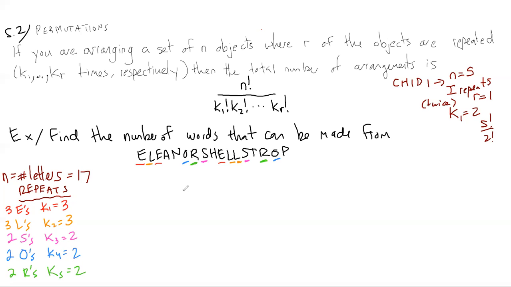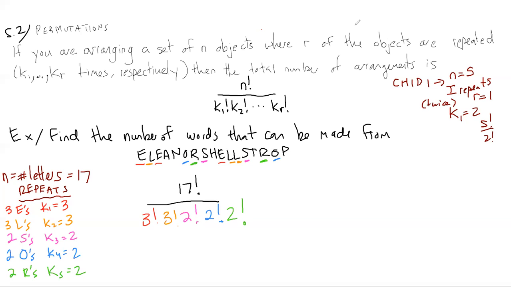So the formula, my number is just going to be 17 factorial. And then just grab all those numbers on the left there. So 3 factorial, 3 factorial. So I don't have to get caught in that whole K1 through KR language there. I really just need to count the repeats. 3 factorial. Oh, no, that's a 2. 2 factorial, 2 factorial, 2 factorial. So colorful.